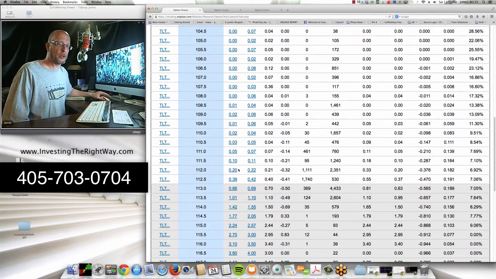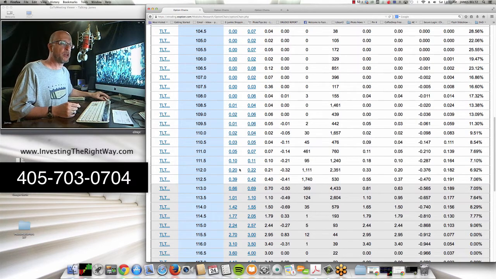The simple way to do it, though, and this is actually tied to gamma, is just look at your bid price and find out where you're getting the most amount of increase. So TLT, here we are 6 days away. These are Friday's numbers.